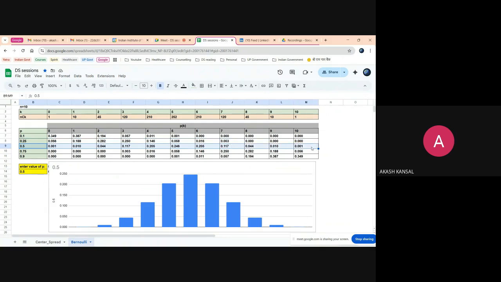What it means is, if I toss a coin 10 times, then the probability of getting 0 heads is 0.01, 1 head is 0.01, 2 heads is 0.04, and so on. And the maximum probability that we get is 0.246, which is getting 5 heads, right?